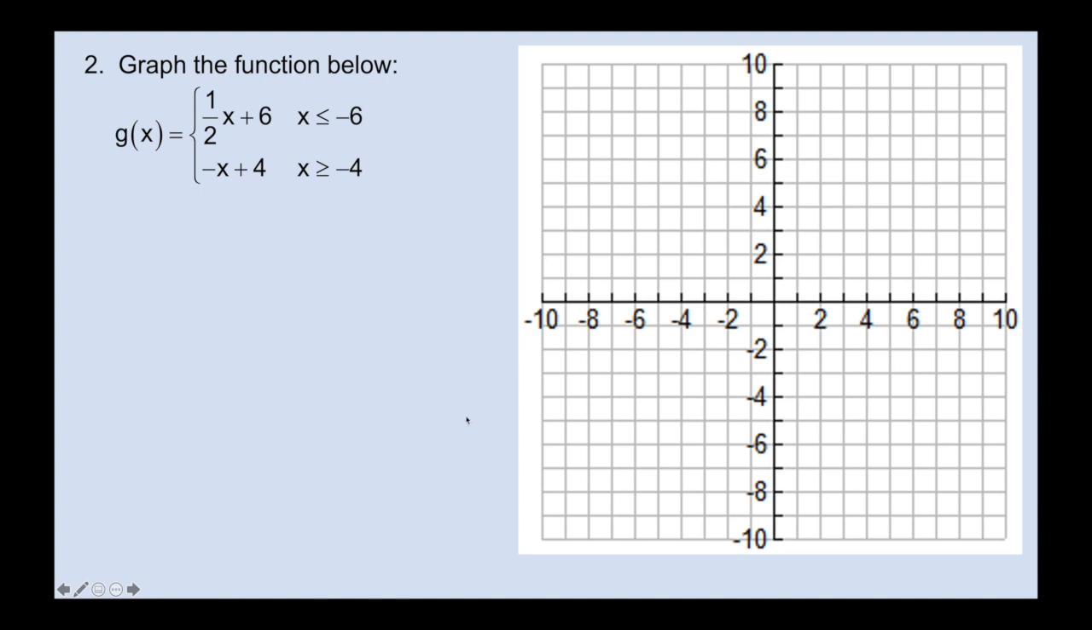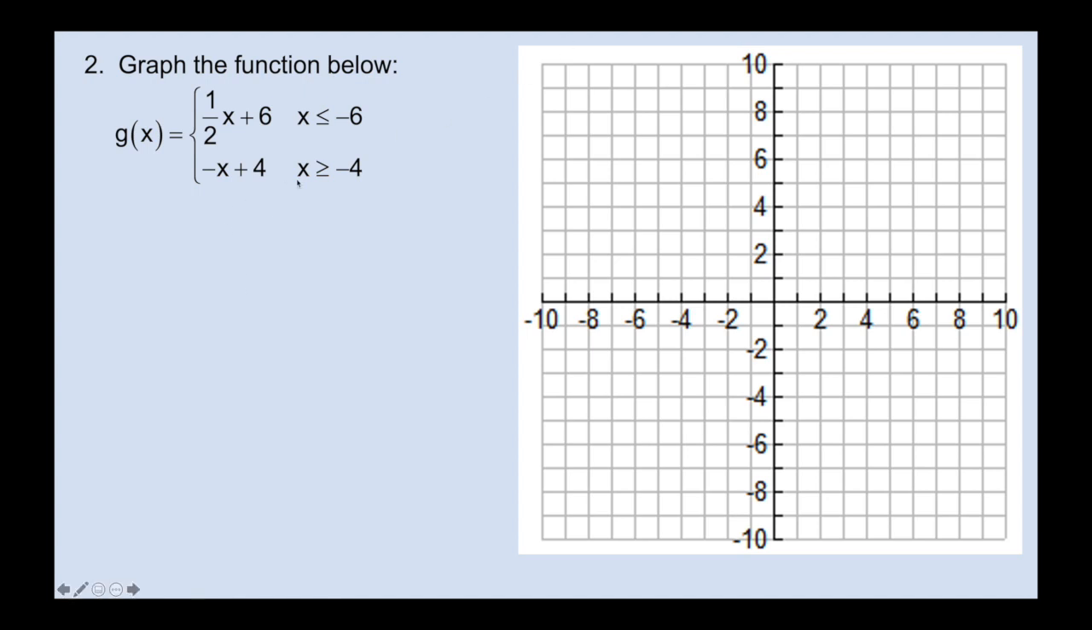For number 2, again, we have 2 pieces here. So when I'm looking at my first piece here, that one's going to go from -10 up to -6. So I would consider putting a little dotted line right here, very light, because it's not actually part of the graph. And above that, writing in 1/2 x plus 6. Now our other one is going to start at -4, and it's going to go all the way up to 10. And so again, I might draw this dotted line very lightly at -4, and above that whole entire region, write in -x plus 4.